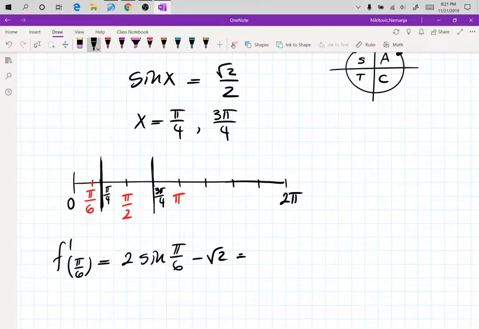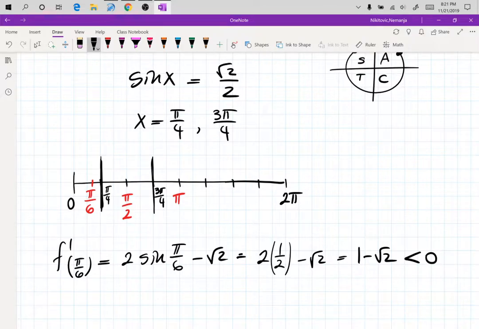Sine of pi over 6 is 1/2, so I have 2 times 1/2 minus root 2. This is equal to 1 minus root 2, and that's less than 0. I don't care how much it is. I know that root 2 is about 1.4, so this is going to be negative. Boom. Decrease on the first interval.